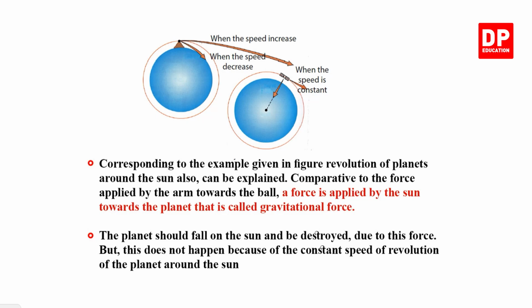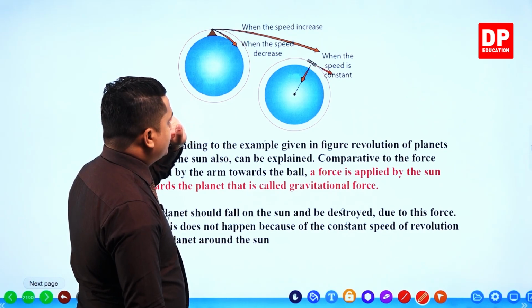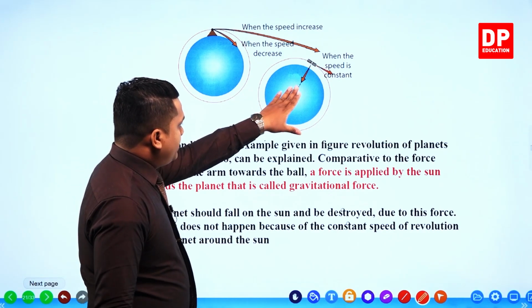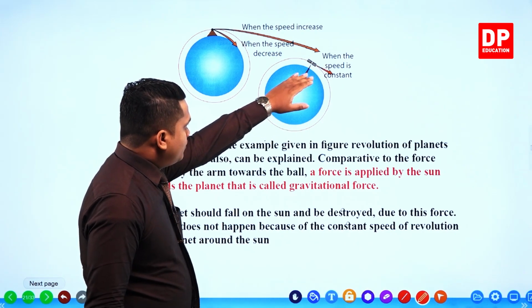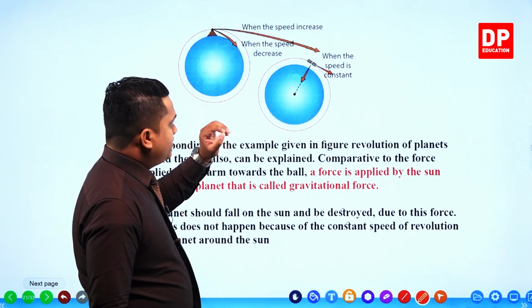Corresponding to the example given in the figure, the revolution of planets around the sun also can be explained. Comparative to the force applied by the arm towards the ball, a force is applied by the sun towards the planet. That is called gravitational force. So according to the diagram given here, my dear children, because of the gravitational force, this always rotates at a constant speed, right?